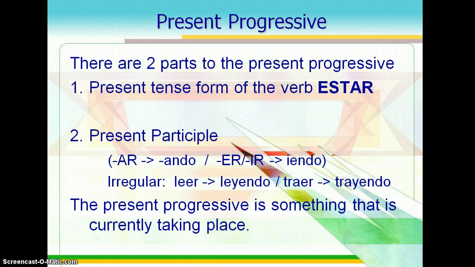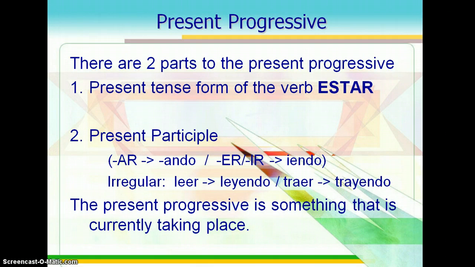I want to take a couple seconds here to talk about the present progressive. Remember that the present progressive is the ing in English. We have to use 2 verbs, 2 parts to the present progressive in Spanish, just like in English. We have to first take the present tense form of estar, and then we have to create a present participle. That's that ing in English. To make a present participle, you take off the AR on an AR verb and add ando. For an ER or IR verb, you add yendo. A couple of irregulars are leer, where it's leyendo with a Y, or traer, trayendo with a Y. There are others that are like that. That's just a couple of examples.